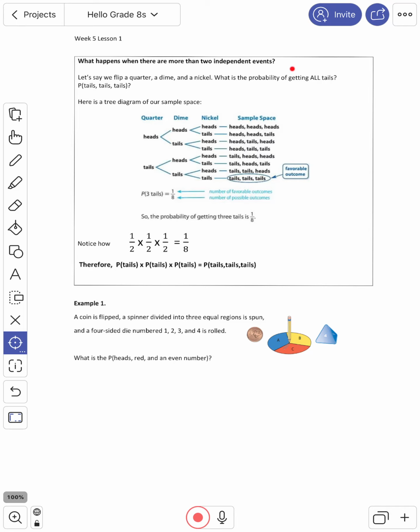All right, let's look at our next example. What happens when there are more than 2 independent events? So instead of just doing 2 things, we're gonna do more than 2. So let's say we flip a quarter, a dime, and a nickel. There's 3 different events. They're all independent of each other.